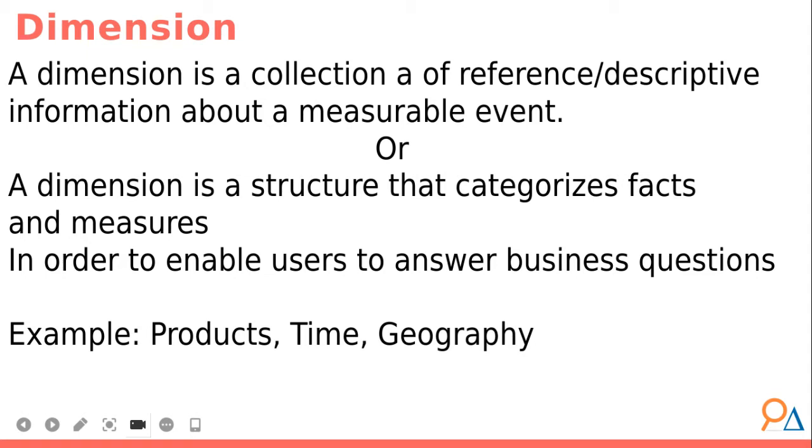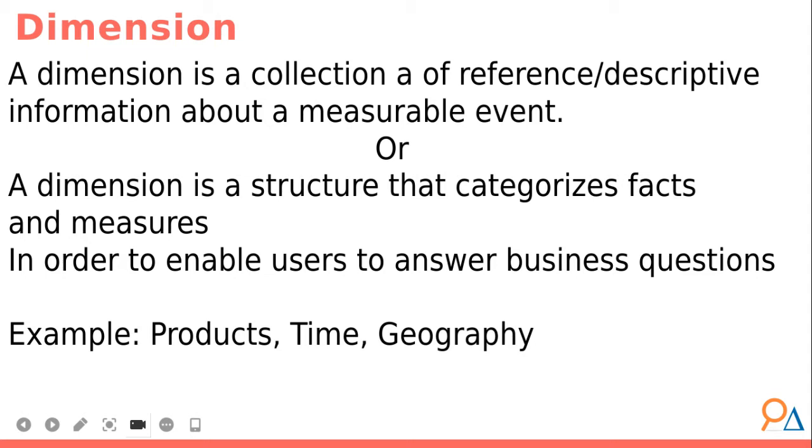I said it's a collection of references or descriptive information about a variable event, about a measurable event, sorry. So that kind of collection of references about information that can be measured is called dimension. But in a simple way, it's just a structure that categorizes measures and facts. Now, in order to enable a user to answer the business question, we need to have dimension.